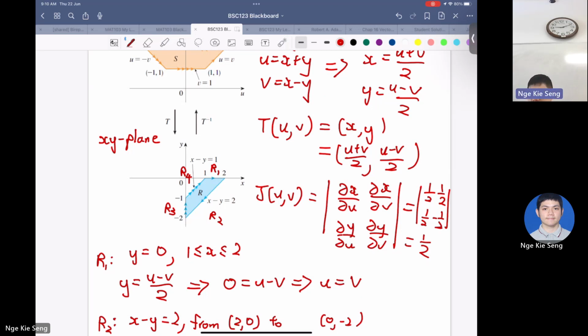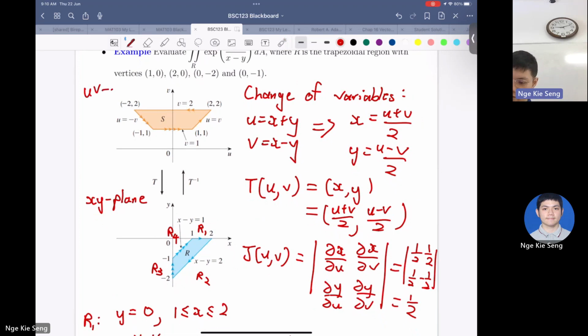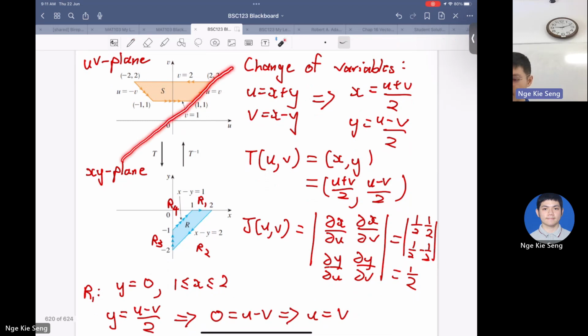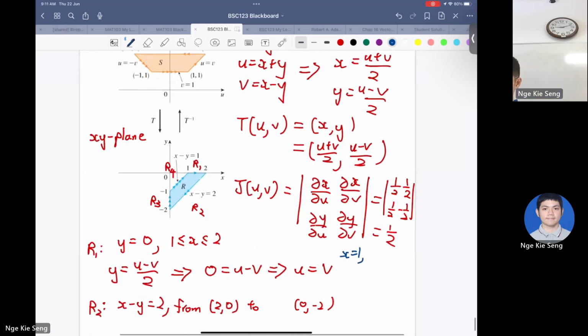So if it is u equals to v, what happened to the endpoint? Where is u equals to v? This is a uv plane. Now we get this map here, the uv plane. u equals to v is this line here. But how long should we take? This depends on the range of x. So we need to check when x is 1, what happened to our uv? When x is 1, what is uv? u is 1, v is 1.